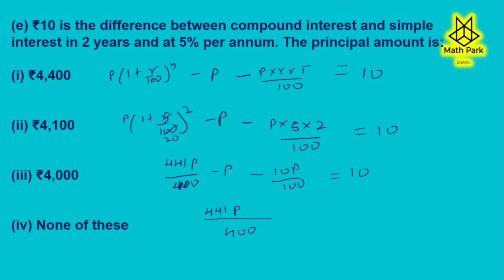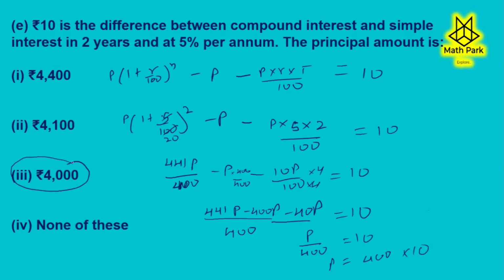441 P, multiplying by 400 over here, you get this as minus 400P, and here you'll have to multiply by 4 to make the denominator 400. 10 times 4 is 40P upon 400 is equal to 10. So 441 minus 400 is 41. 41 minus 40 is P. So we get P upon 400 is equal to 10. So P is equal to 400 times 10, which is rupees 1000.